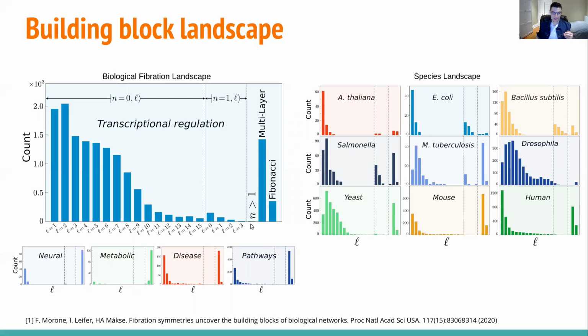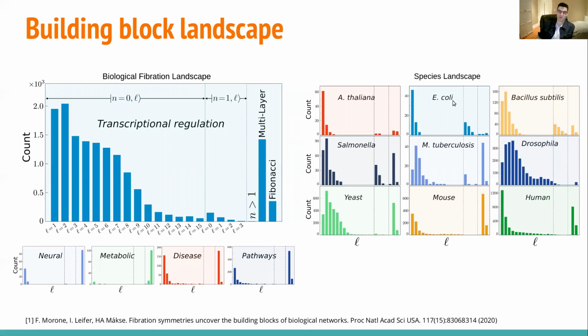And then the important thing here is that N equals 0 and N equals 1 is really enough to define most of the blocks that we found. Some of them have N bigger than 1, but there are almost none of them. So most of them are here. There are some multilayer and Fibonacci too.